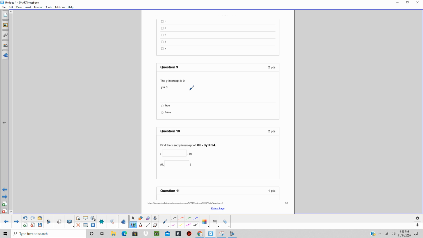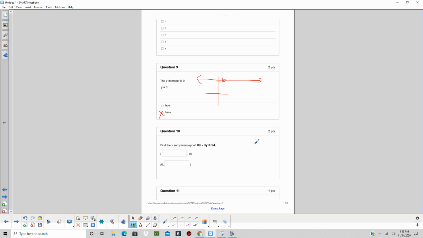Number 9, the y-intercept is 0. No. The y-intercept is 6. So if I were going to graph that, it's going to go through the y-axis. I imagine that that was actually hitting at 6.